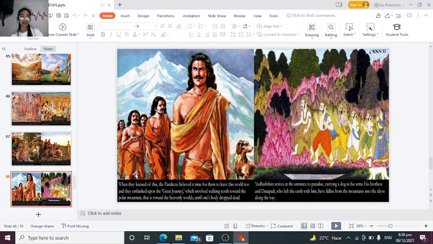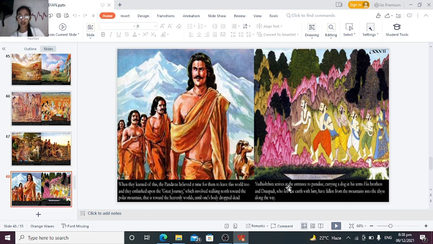So as the ending of the story, when they learned of this, the Pandavas believed it's time for them to leave the world too and embark upon the great journey which involved walking north toward the polar mountain, that is, toward the heavenly worlds, until one's body dropped dead. So dahil napagtagumpayan na nila, they are willing to have a great journey.